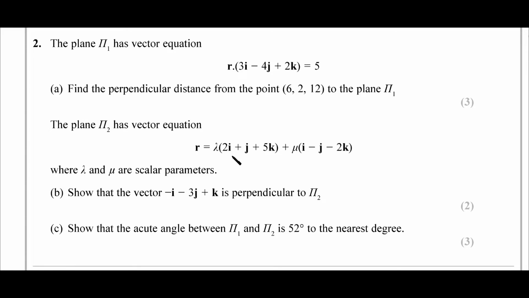And if we dot product this vector with this parameter and this vector with this parameter, if the dot product of those vectors is 0, we can conclude that this vector is perpendicular to the plane pi2. So we now need to find the dot product of those vectors, and we can do that first of all by drawing a quick diagram to explain what's going on.